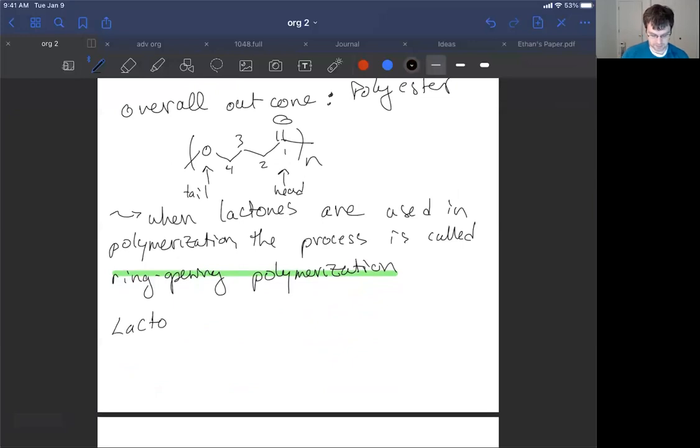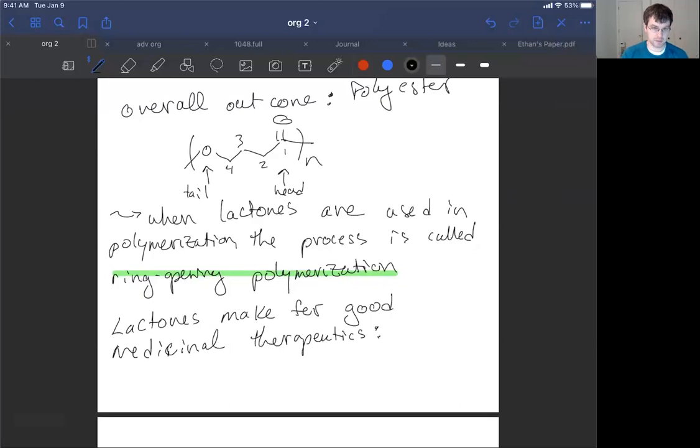So lactones make for good medicinal therapeutics. Now, a prominent example is antibiotics. Now we know you probably all are aware that antibiotics certainly have some drawbacks when they're sort of abused, not abused in the traditional drug sense, but when they're overprescribed, literally overprescribed, that leads to bacterial antibiotic resistance, which is a big problem because then when we really need to use them, we can't.